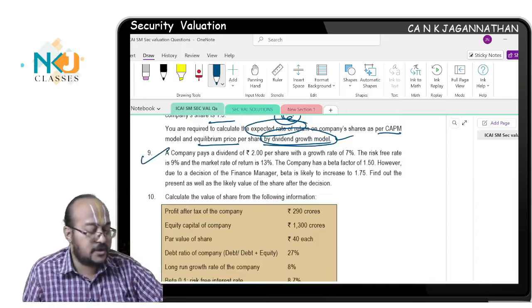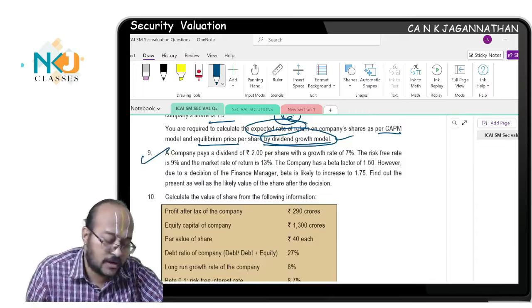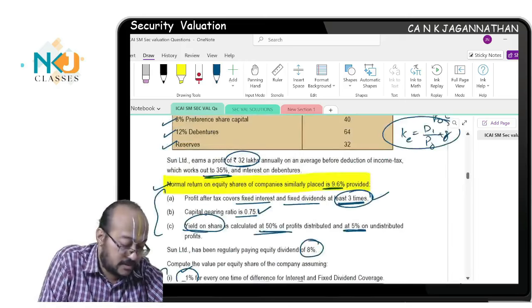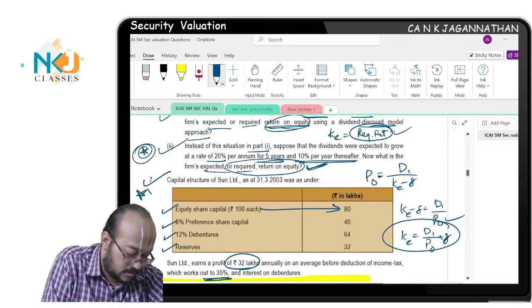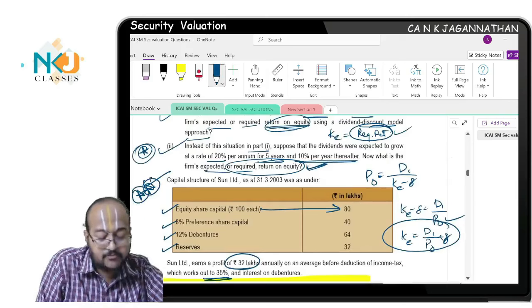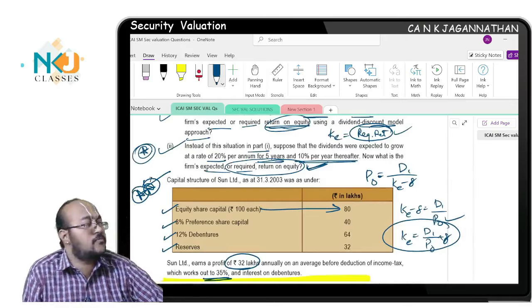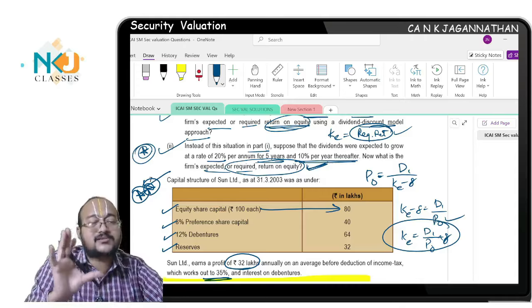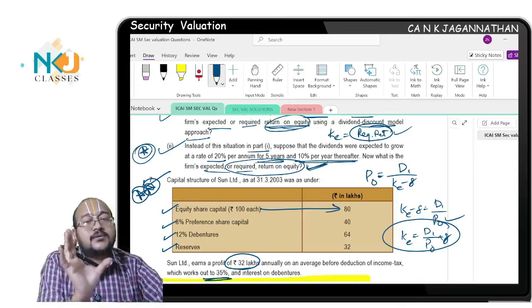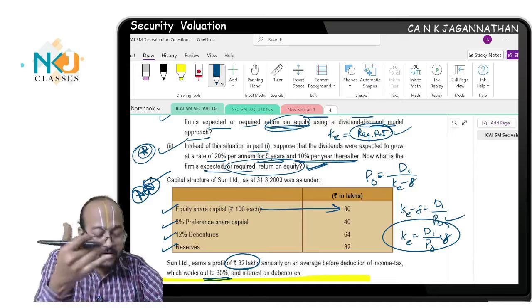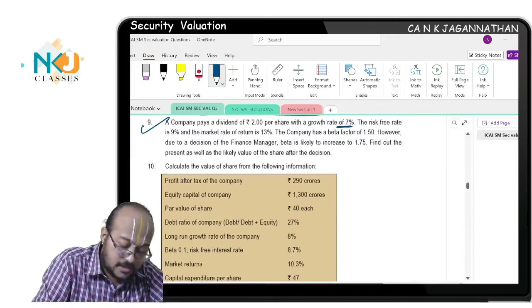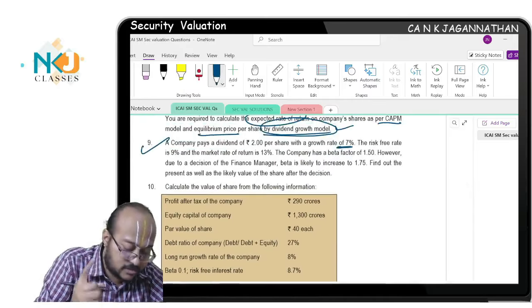Next, question number 9. A company pays a dividend of 2 per share with a growth rate of 7%. The question number 7 which we discussed, mark it as important. Very, very important. A unique type of question. You may not understand why they have done it like this. The logic is also given. It's an earnings based model only, but I did some adjustment to the earnings and the required rate of return and then found the adjusted value per share. Mark that as an important question, question number 7.